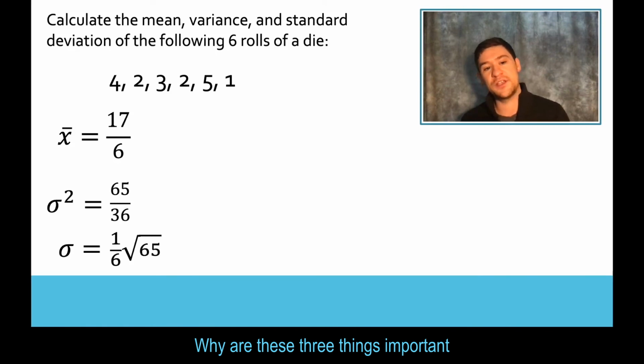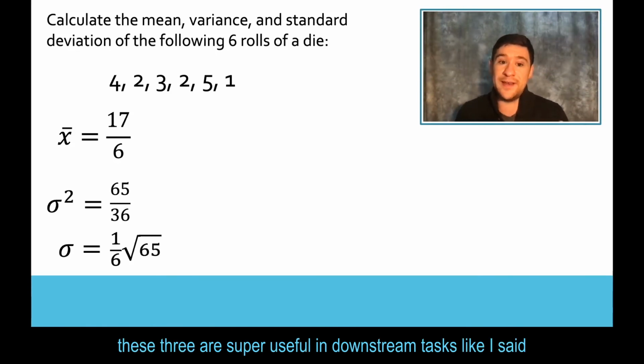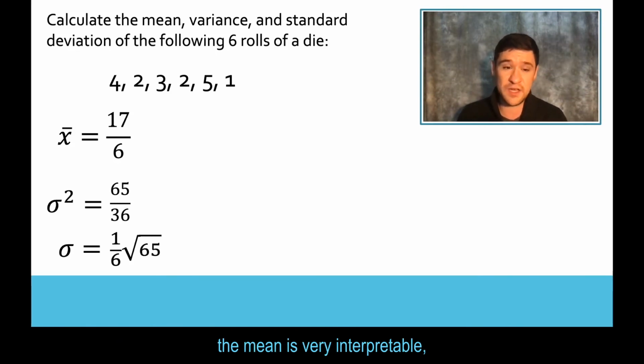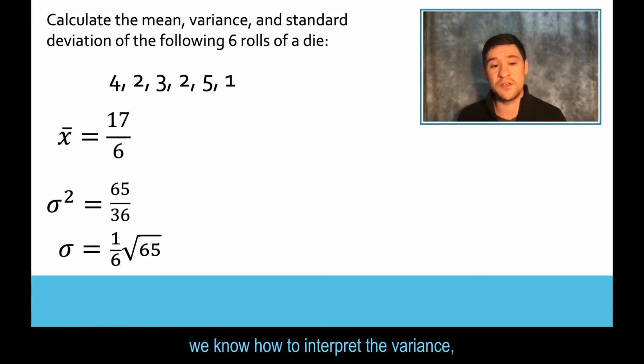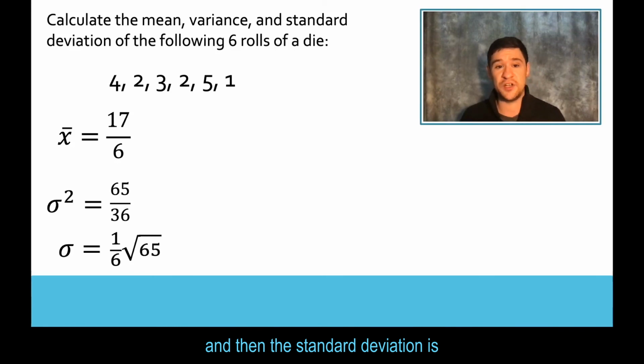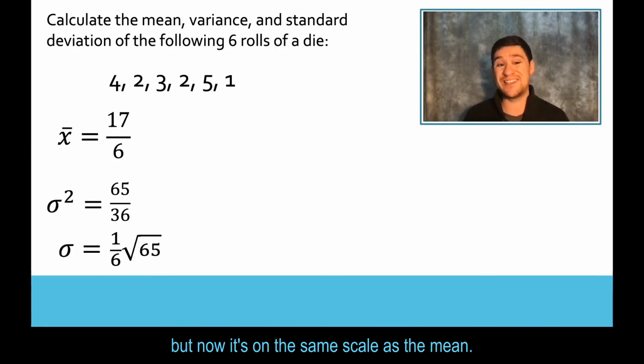Why are these 3 things important? These 3 are super useful in downstream tasks. Like I said, the mean is very interpretable. We know how to interpret the variance, and then the standard deviation, we know what the variance is, but now it's on the same scale as the mean.